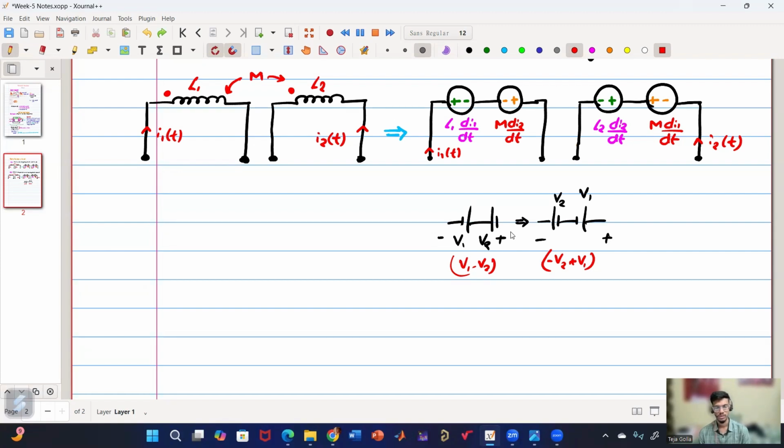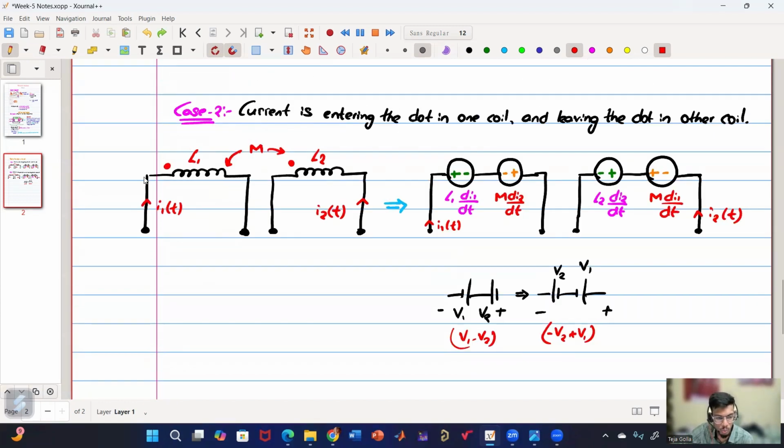Okay, sir. But in the first voltage source, I have written the term di2 by dt, right, sir? Yes. And in the second one, maybe we have di1 by dt. Why, sir? Because what is mutual inductance? Mutual inductance is the voltage induced in coil 1 because of coil 2. Similarly, here the voltage induced will be because of the current in coil 1. So whatever voltage is induced in coil 1 is dependent on the coil 2 current. So that's why we'll get M into di2 by dt.